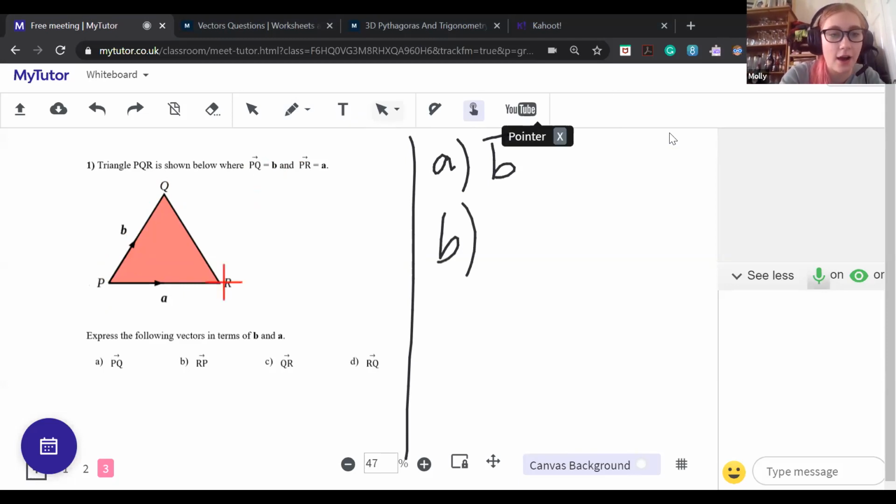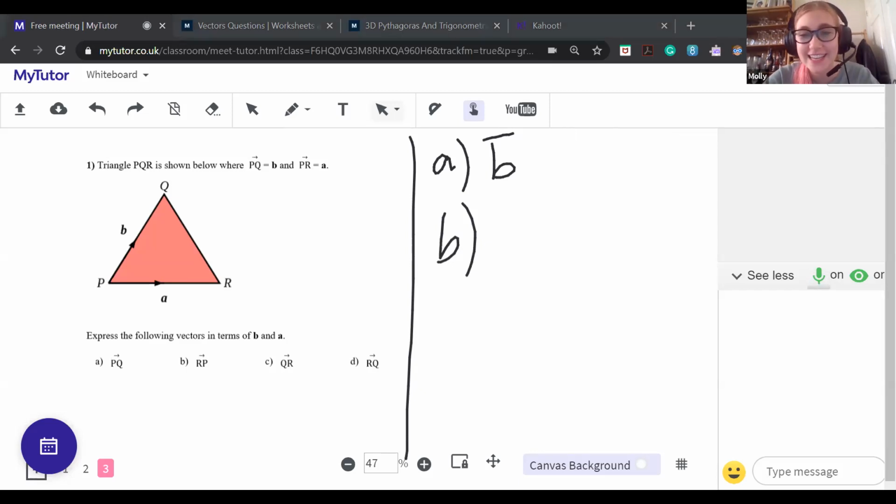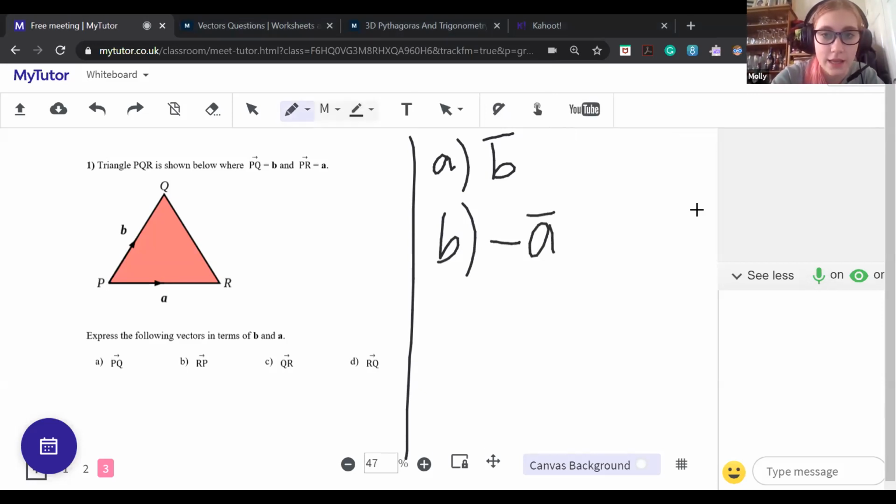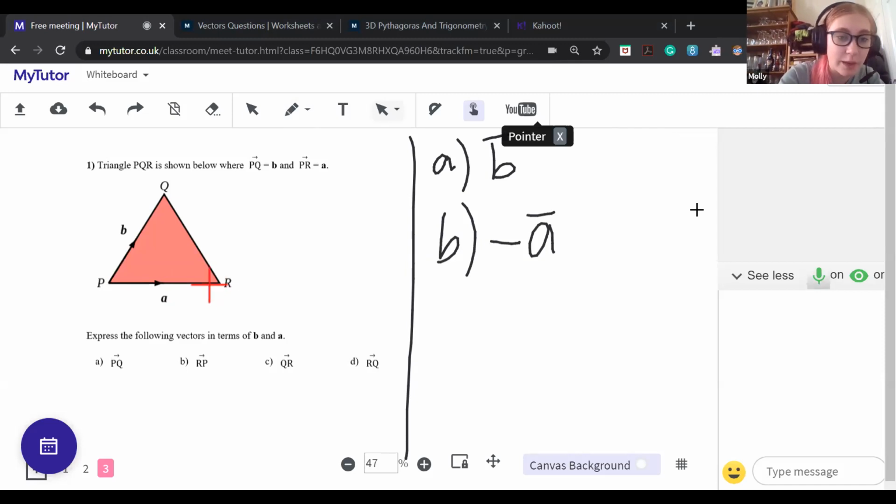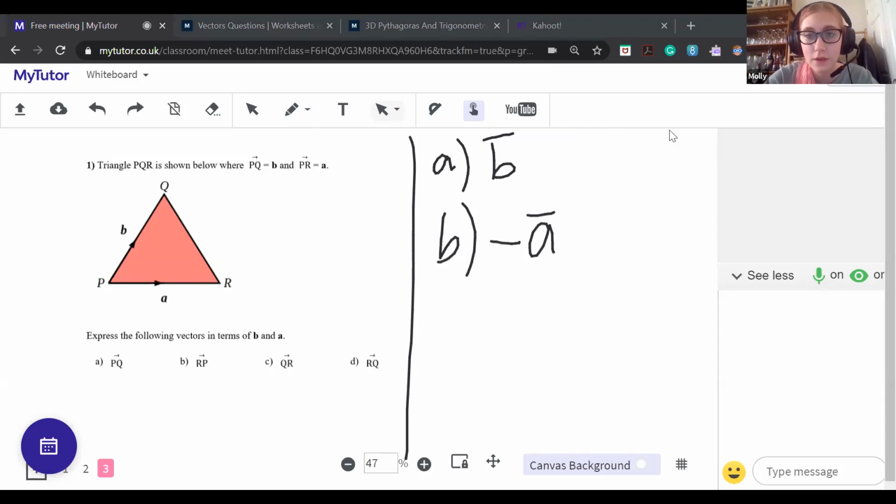What is the vector R to P? Yeah, oh my gosh, flooded in. Brilliant. This one is minus A, because P to R is A, so if we go backwards, it's just minus A. So brilliant. So many people got that. That's really, really good. Okay, what about part C?